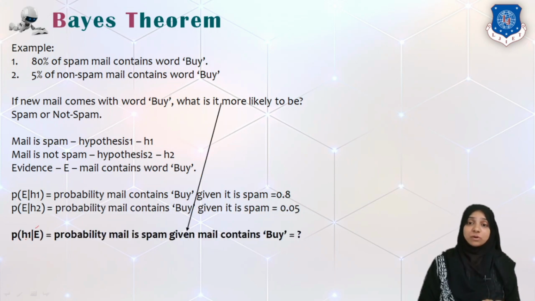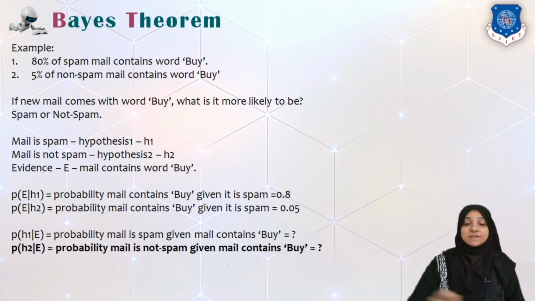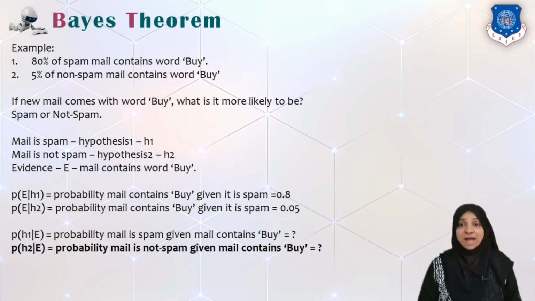Now we have to find out, if any mail comes in which contains the word "buy", that is, evidence E is there, what is the probability of supporting hypothesis H1? That is P of H1 given E: the probability the mail is spam given that the mail contains "buy". That needs to be found out. Also, we will find out the probability that this mail is of not-spam type. Whichever probability is the highest will support that hypothesis.